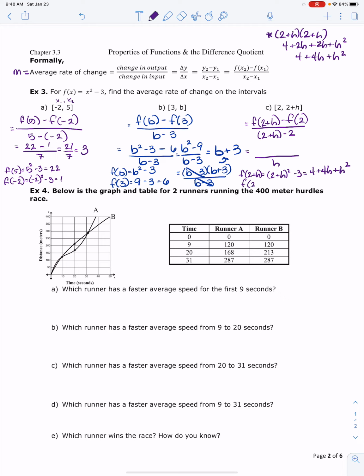And f of 2, I got 2 squared minus 3, 4 minus 3, which is 1. So here I've got 4 plus 4h plus h squared minus f of 2. Ooh, wait. Minus 3. Sorry about that.